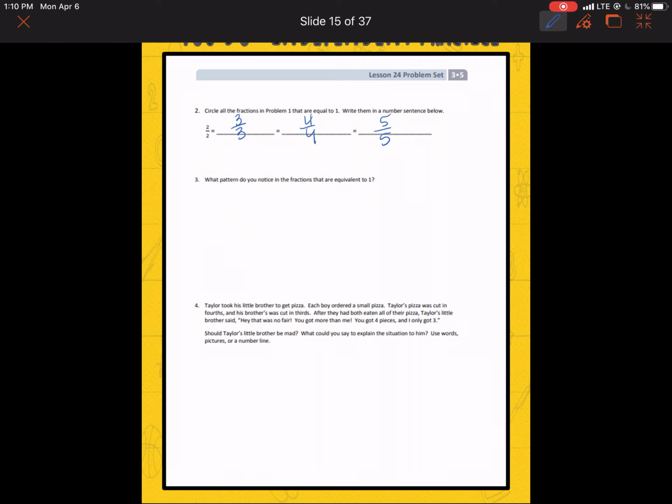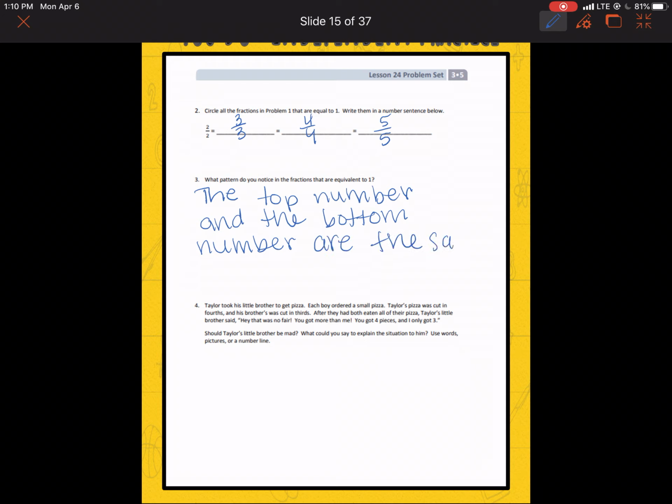That's right. All right. The pattern that's here is that the top number and the bottom number are the same. So the top number and the bottom number are the same.